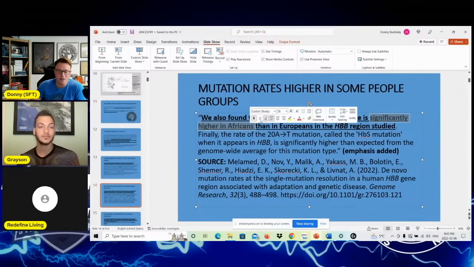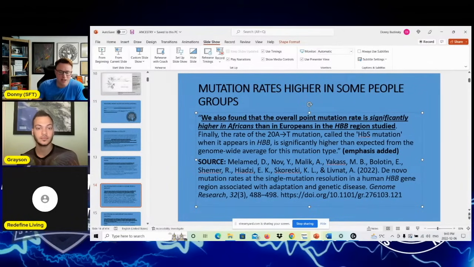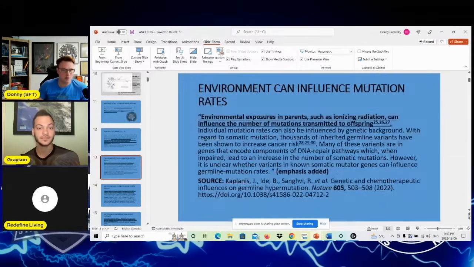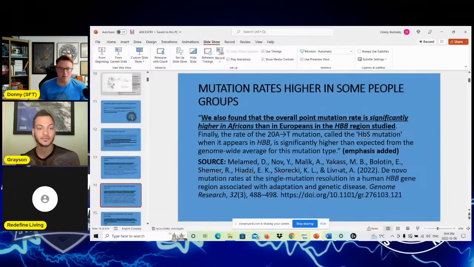Significantly higher, and I'll even do it in italics, in Africans than in Europeans in this specific region studied, HBB. Okay. Over in here, that specific region. Well, of course, some regions within the genome are going to be more mutable than others. But in this specific region, because we've made predictions on people groups whose mutation rates are not yet known.